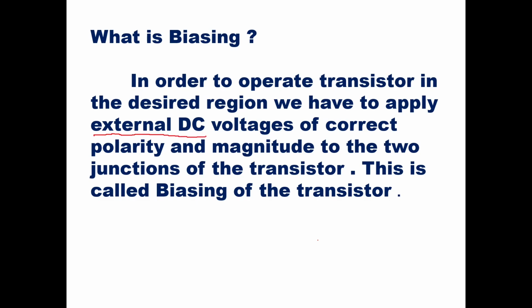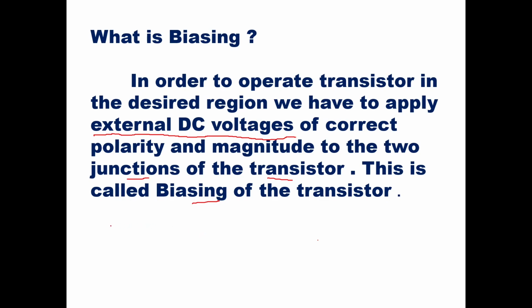External DC voltages of a correct polarity and magnitude to the two junctions of the transistor. This is called biasing of transistor.